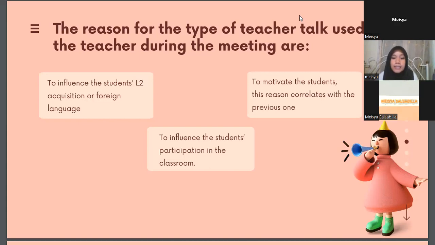And the third reason is to motivate the students. This reason correlates with the previous one because the students did not have motivation at all. Their participation could be counted as zero in the first online classes. Thus, the teacher gave motivation and encouragement to the students so that they could be more confident to talk and participate more in the classroom.